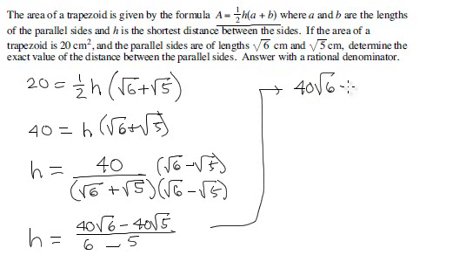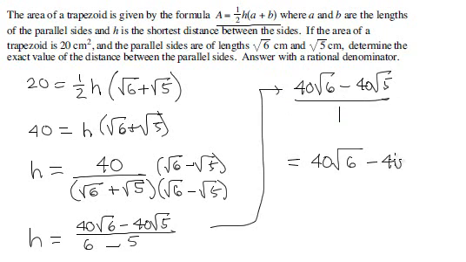40 root 6 minus 40 root 5. Look what happens in the denominator. 6 take away 5 is 1, and you don't even need to bother writing that. You can write this all nice and clean as 40 root 6 minus 40 root 5, and that's all you need. If you wanted, you could even, I suppose, write it in factored form.